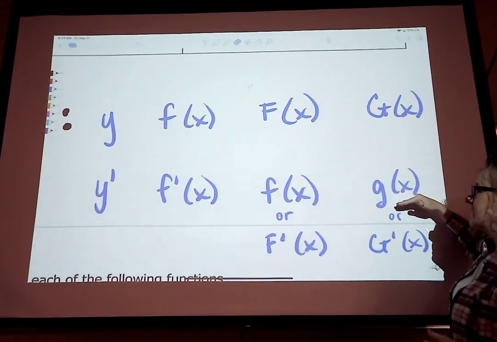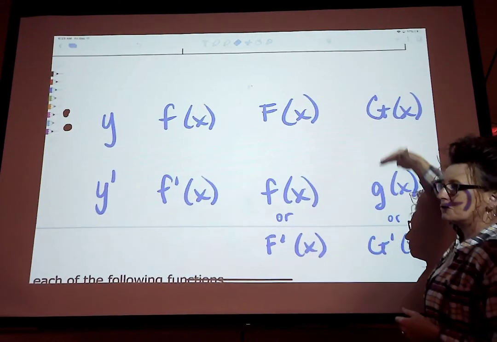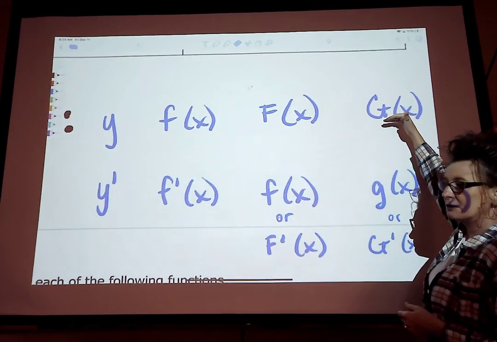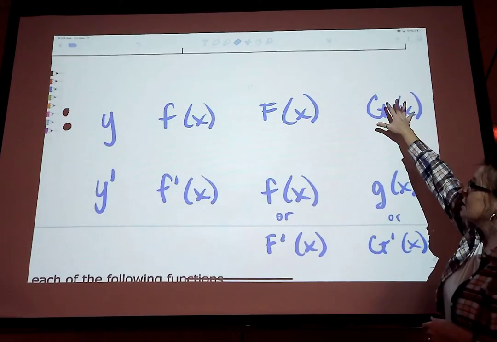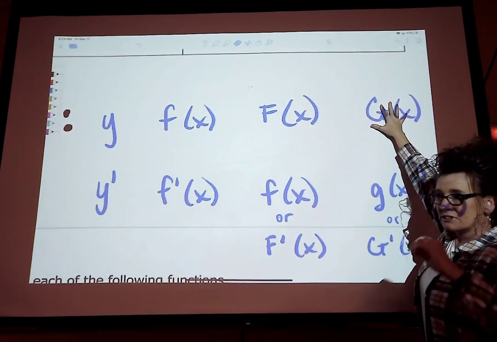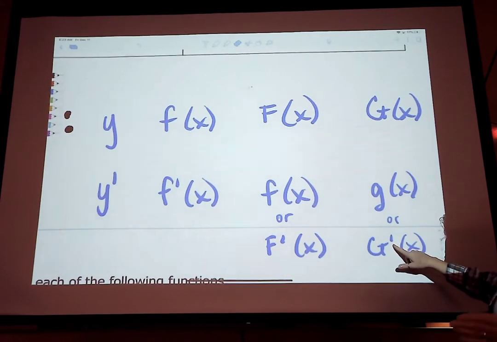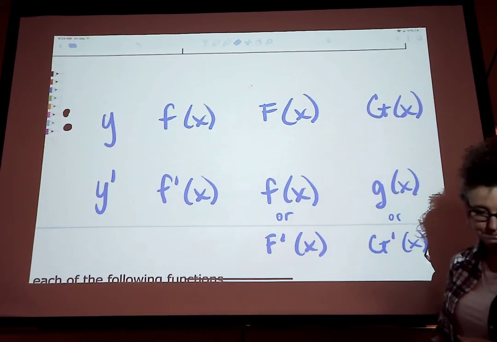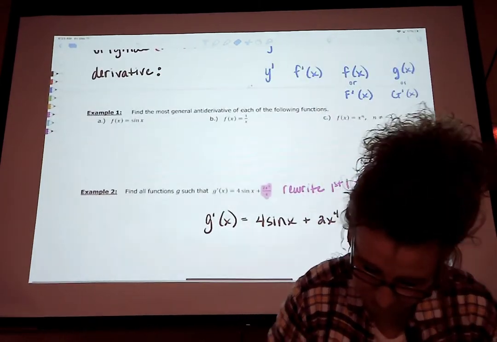And same for any variable. If you're given a g of x function and you're asked to do an antiderivative on it, you're going to call it big G. Likewise, if you look at big G and do a derivative on it, this is what you've been doing up till now. This is acceptable also. Okay, let's get through some examples here.